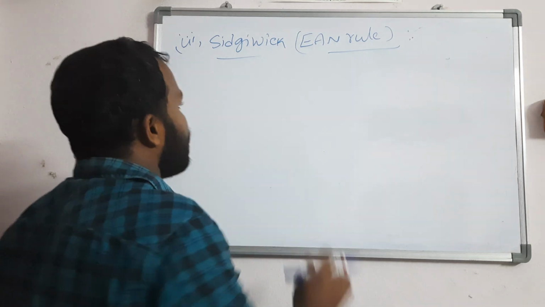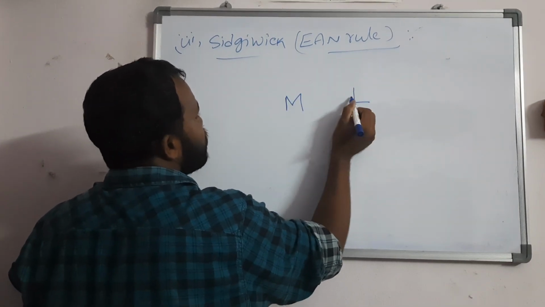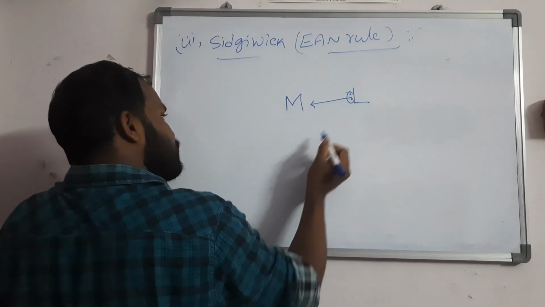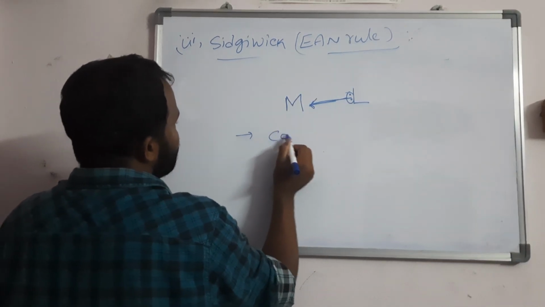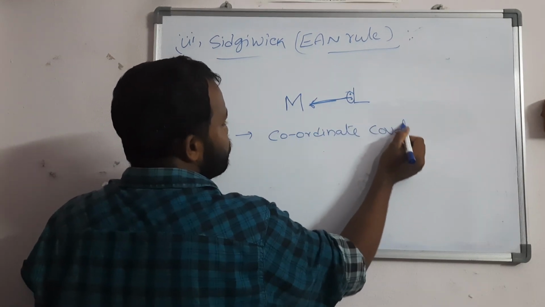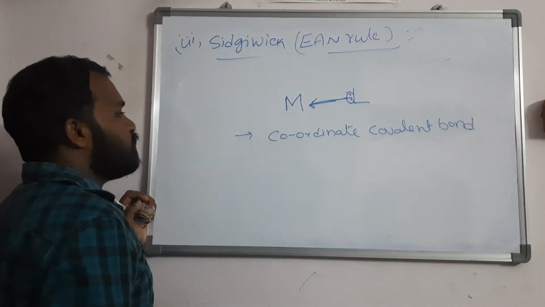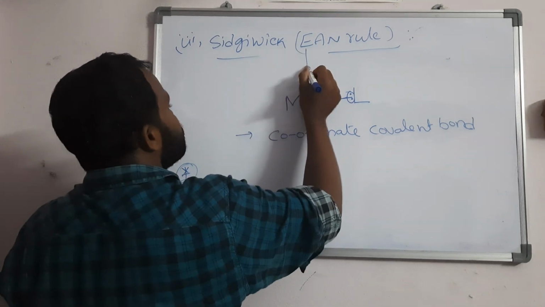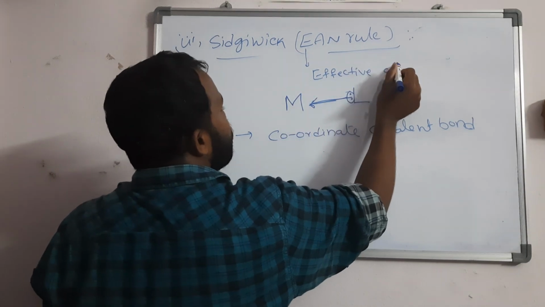According to this theory, the bond between the metal and ligand is a coordinate covalent bond. The ligand has a lone pair of electrons, so the metal-ligand bond is considered a coordinate covalent bond. What is meant by EAN? The full form of EAN is effective atomic number.